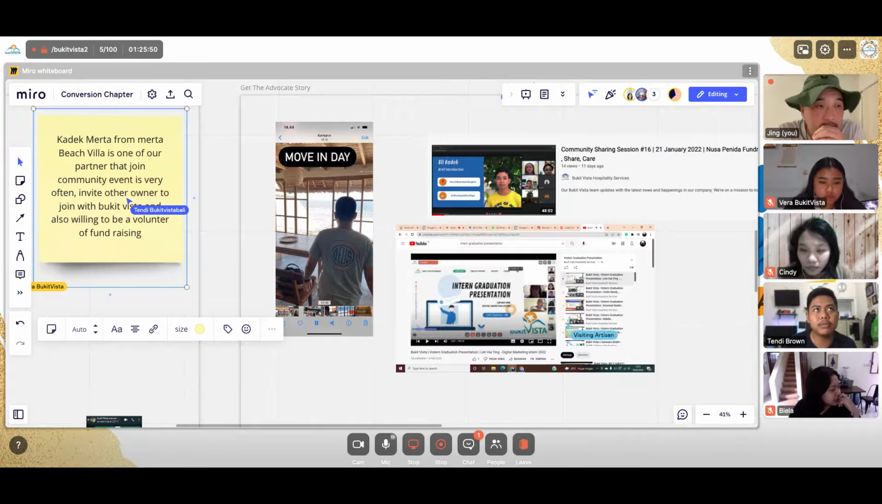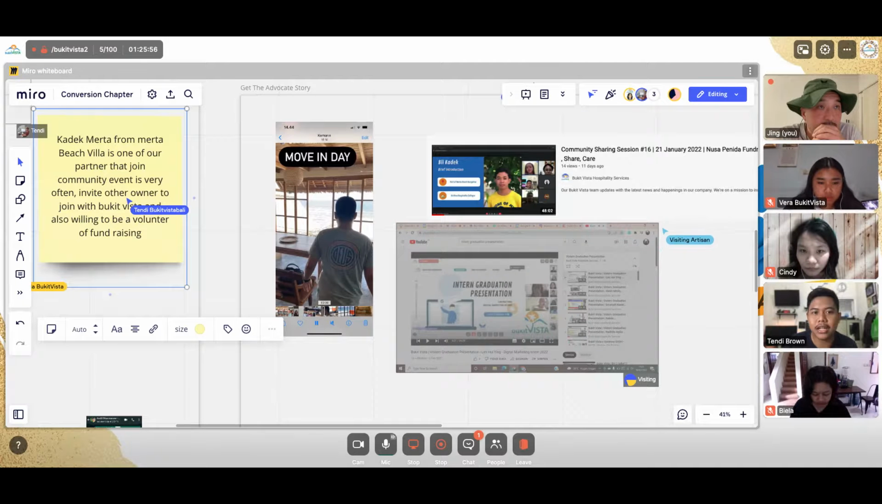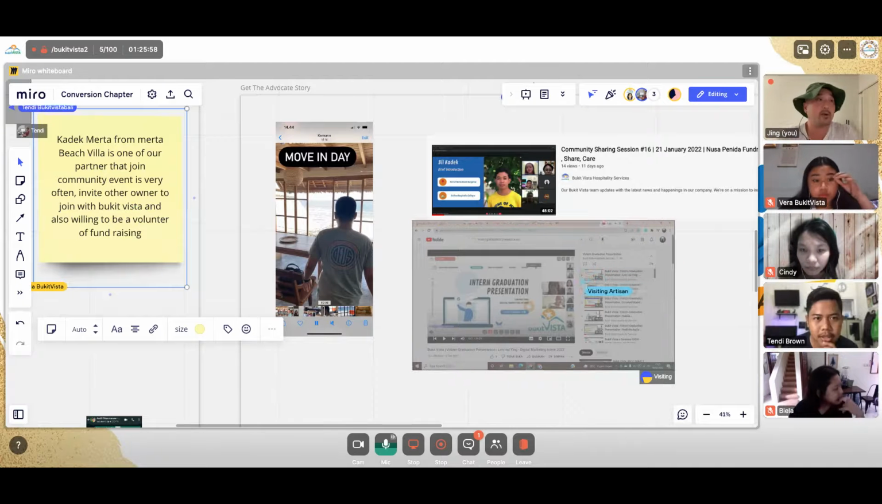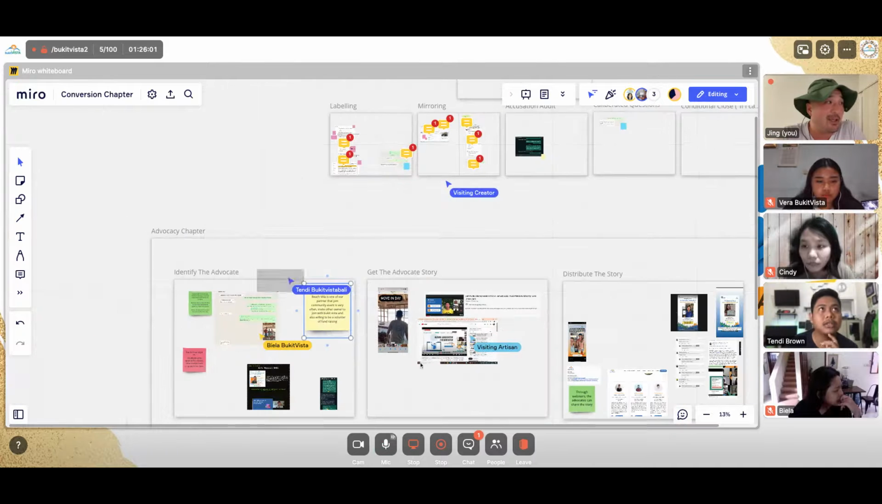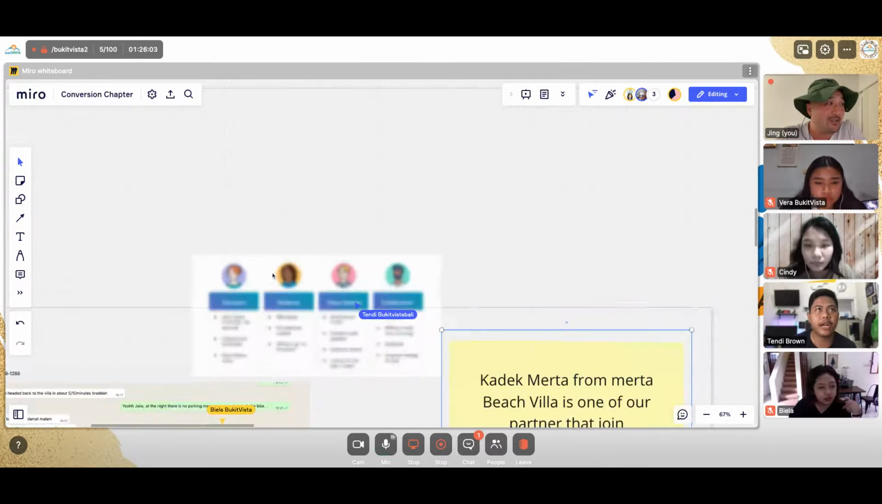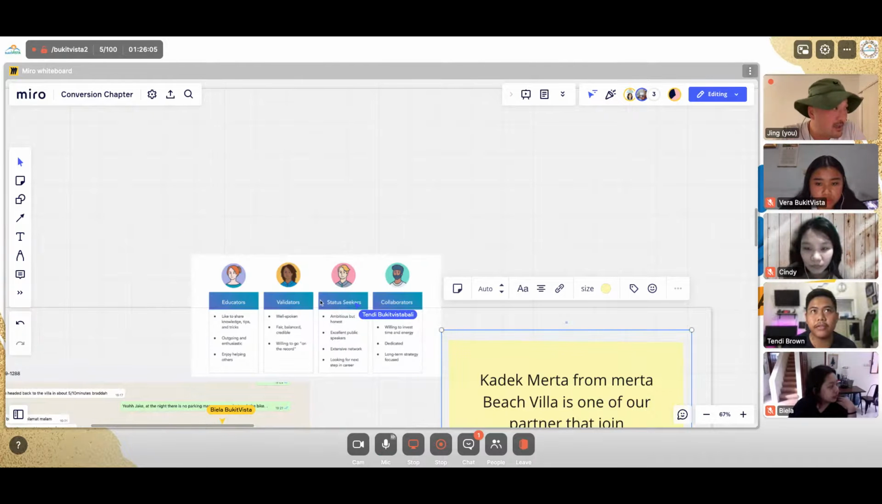But also, if possible, we can categorize the type of advocate. Yes, what a great idea. The picture there: that's educator, facilitator, status seeker, or collaborator. So I think that also will be helpful, what kind of advocate that we would like to identify.